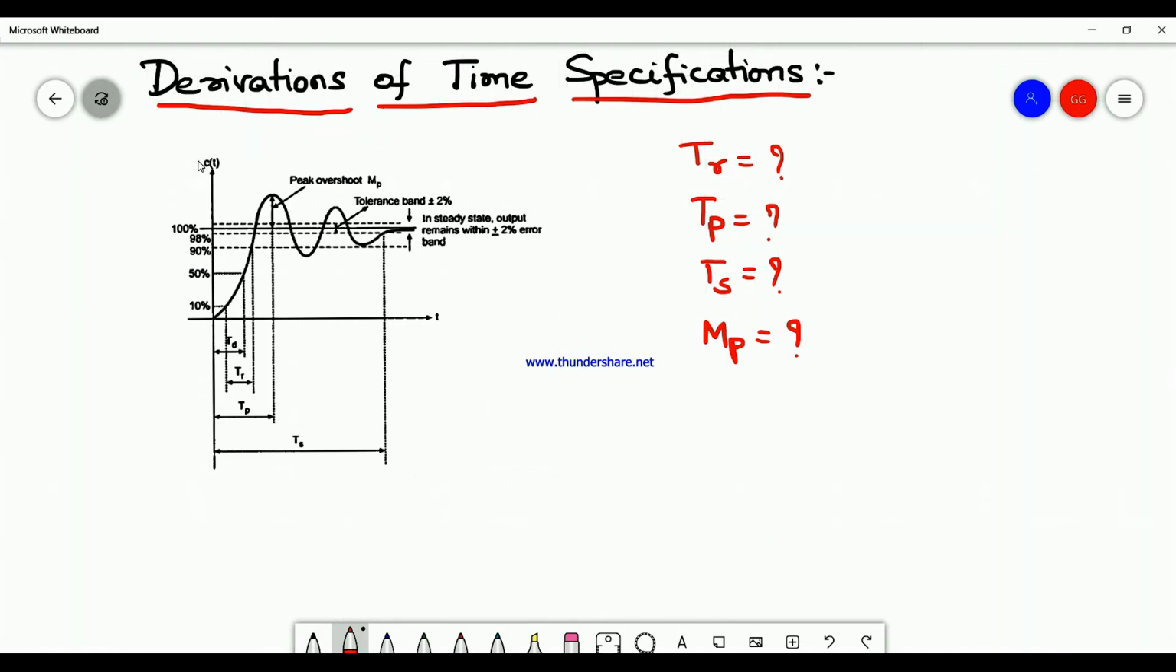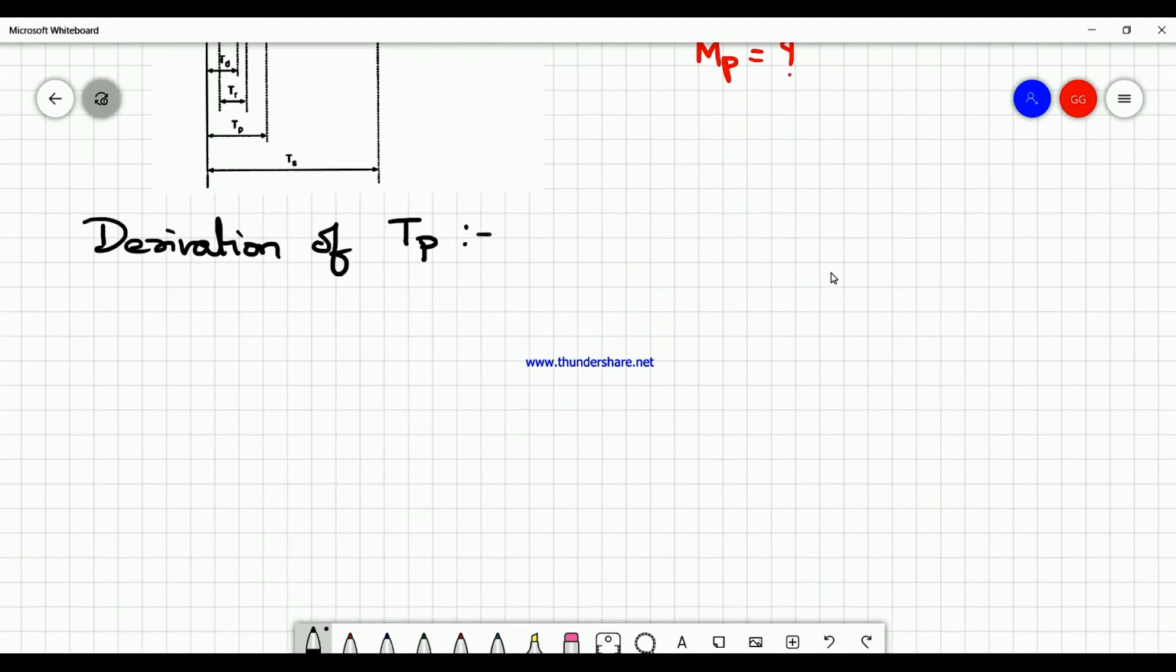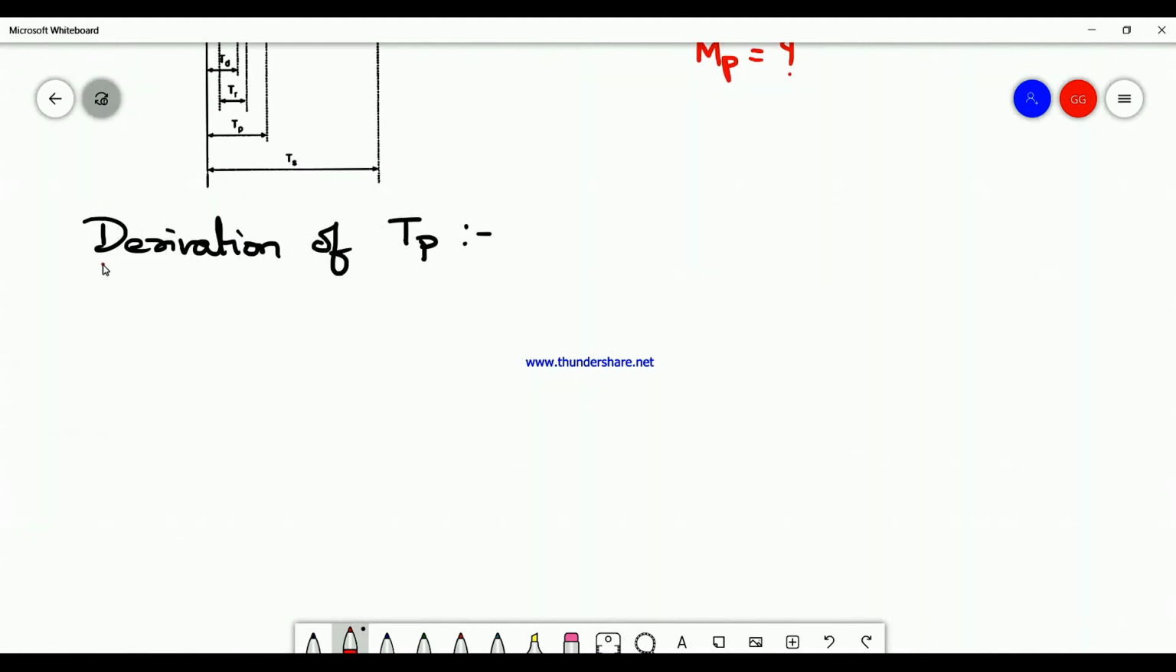Now this is the curve that we need to write in the beginning of all the derivations. You should write this curve to define the time, where Tr is the rise time, Tp is the peak time, Ts is the settling time. I hope the definition of all these times I have already told you earlier. Now quickly we will get into the derivation of the peak time Tp. Okay, let us now look into the derivation of the peak time Tp.